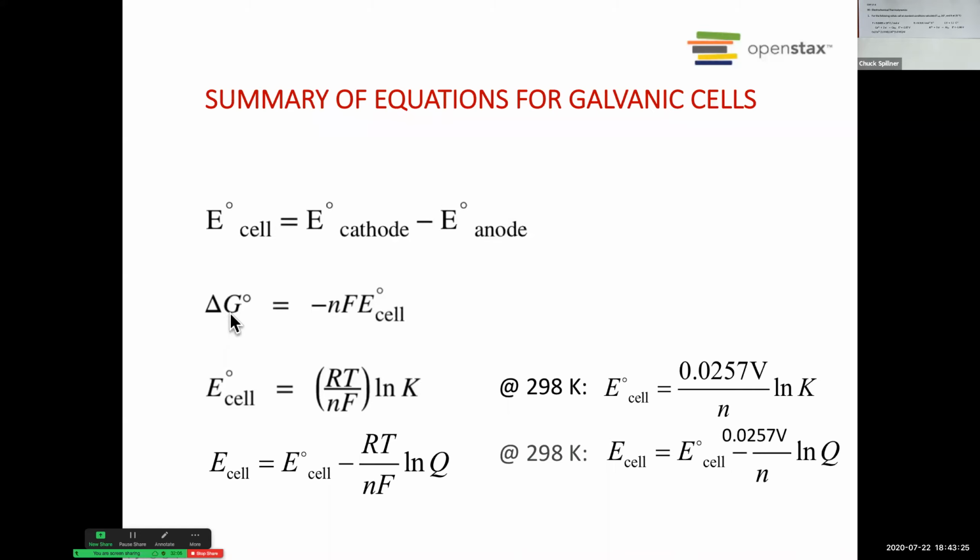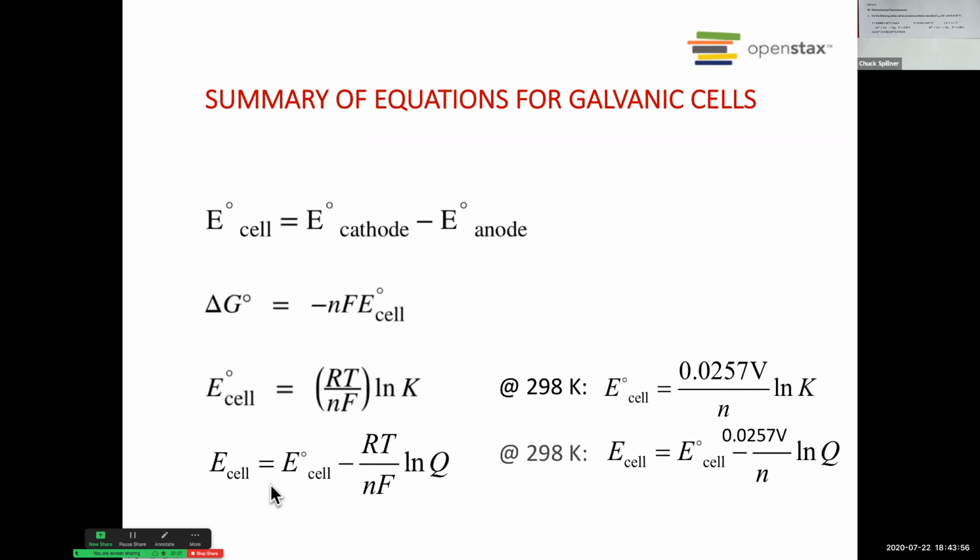We just learned that the free energy for a cell is minus NFE standard cell. The standard free energy is equal to minus N, where N is the number of electrons in the balanced equation moving from the anode to the cathode, times the Faraday constant times the standard cell potential. And then we also learned that we can calculate the equilibrium constant from the cell potential. At 298, that becomes 0.0257 volts over N times log K.